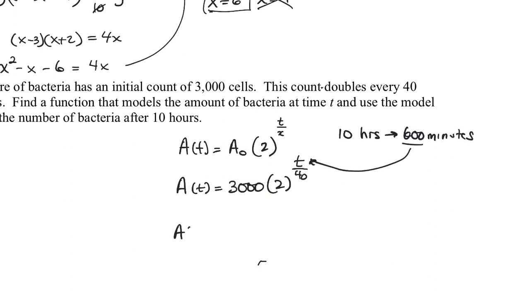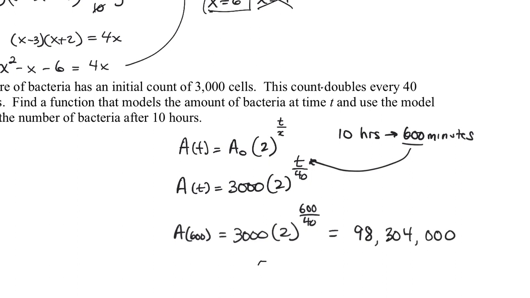So the amount of bacteria after 600 minutes is equal to 3,000 times 2 raised to a power of 600 divided by 40. And then at this point, you would plug it into your calculator to find the approximate count after 600 minutes. And I'm getting 98,304,000 bacteria.